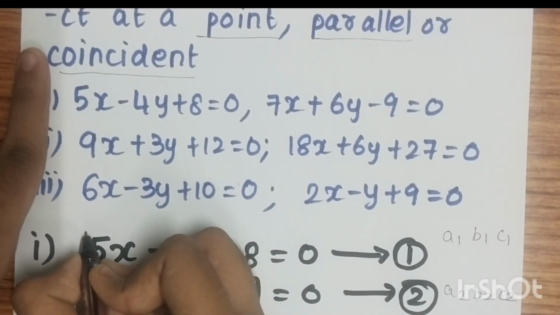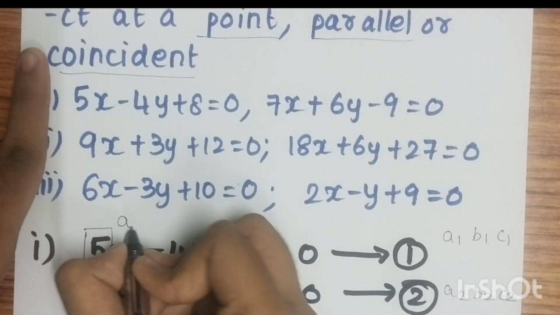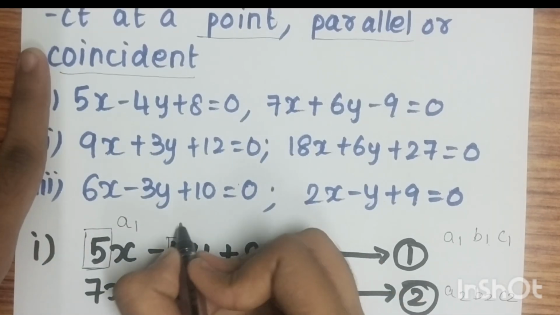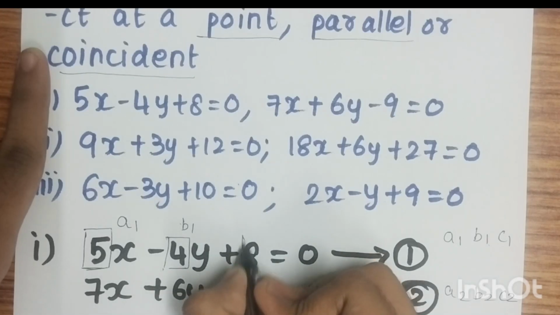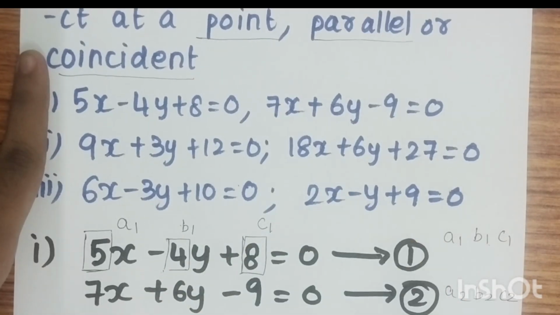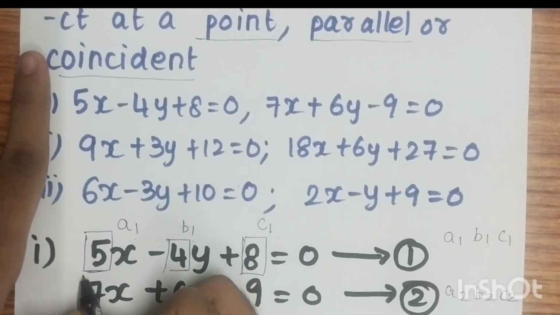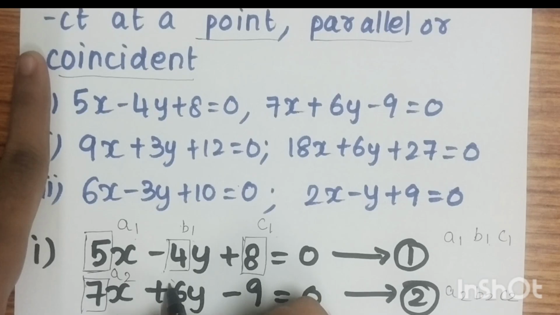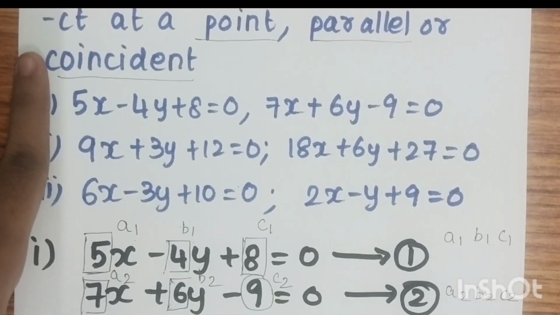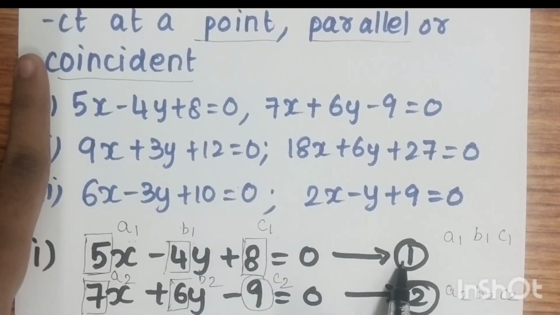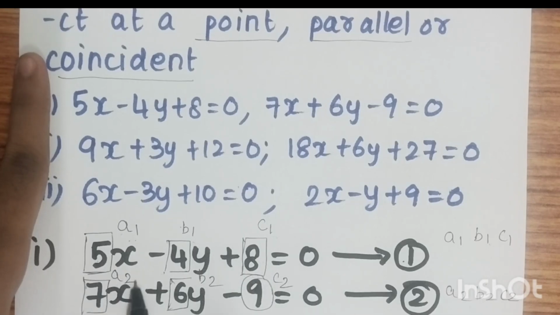The coefficient of x term is a1 and this is b1, with sign, and c is the constant, which is c1. The 1 represents the number of the equation. And this is a2, this is b2 and this is c2. Clear? So 1 represents the equation, a is the coefficient of x, b is the coefficient of y and c is a constant. 2 represents the number of the equation. With all these ratios we are going to calculate.